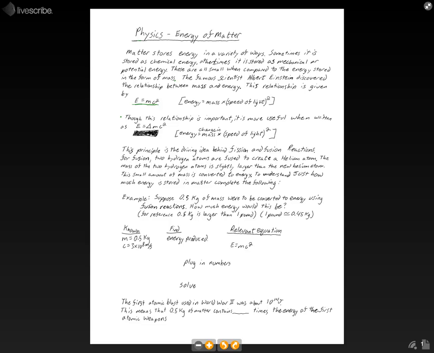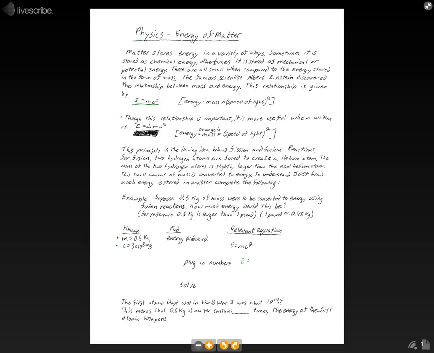So for our knowns, we have mass is equal to 0.5 kilograms. Speed of light, it's a constant, doesn't change. And that is 3 times 10 to the 8th meters per second. And what we're looking for is the amount of energy that this would produce if all of this mass were to be released as energy. And our equation here is of course E equals mc squared. So we can go ahead and plug in our numbers into this equation.